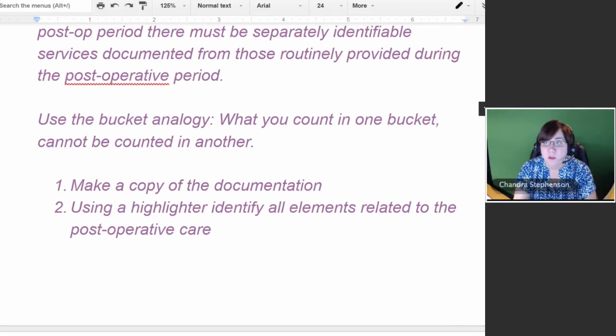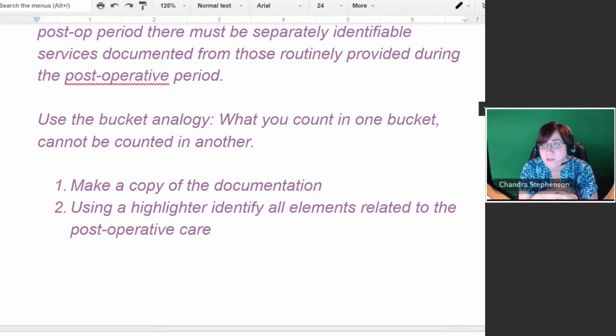If it's not related to that surgical care, don't highlight it. Then you look at everything you have left that's not highlighted, or some people highlight it in a different color, and see if you have enough to justify a separate E&M service, right? It's two buckets, because if you put it in the post-op bucket, you can't use it for the separately reportable. You can't double dip. It has to be completely separate.